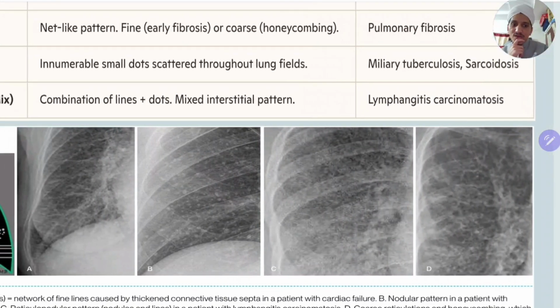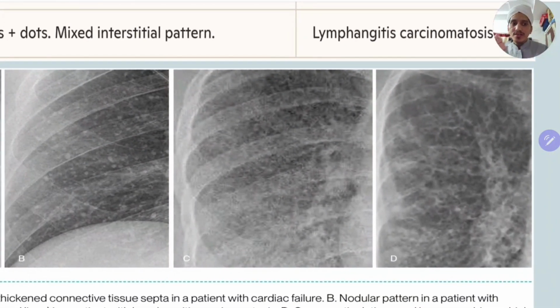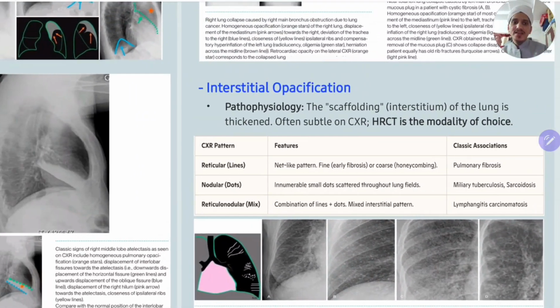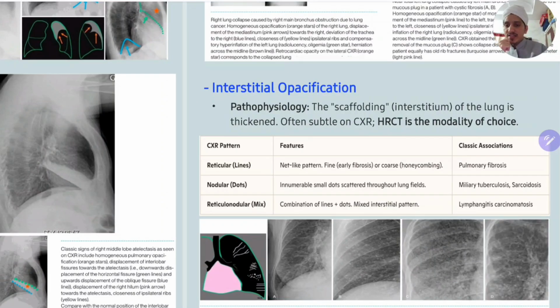And the D is nothing but the coarse, honeycombing, a coarse network-like pattern. So these are the things you can see in chest X-ray. So remember this table, that's enough, and the common causes for that.